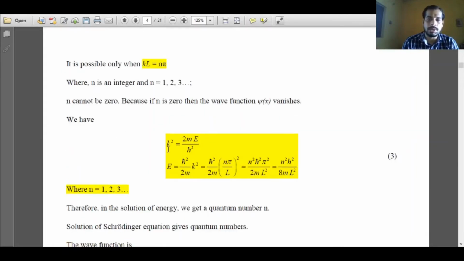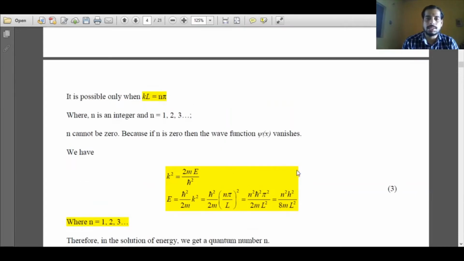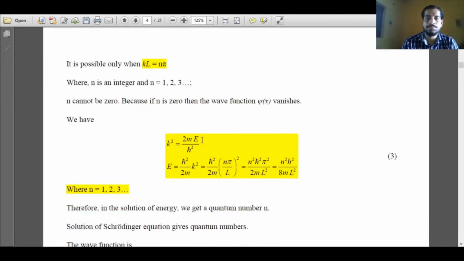So I have shown that k square is equal to 2mE over h bar square. We have discussed this already. Now if I rearrange, I get an expression for energy, and that energy expression goes like n square h square by 8 m L square. This is the energy expression that I have obtained from the k square value, where I have substituted k as n pi over L, because KL is equal to n pi. So ultimately I am getting an energy expression n square h square over 8 m L square, and n varies from 1, 2, 3 and so on.